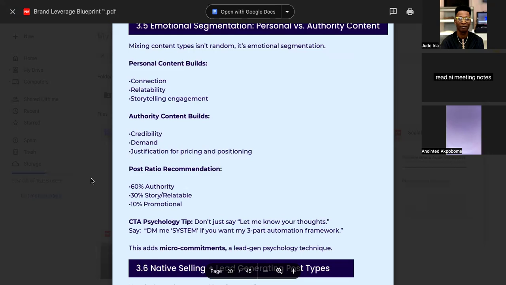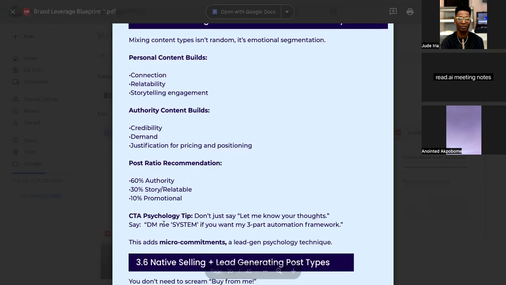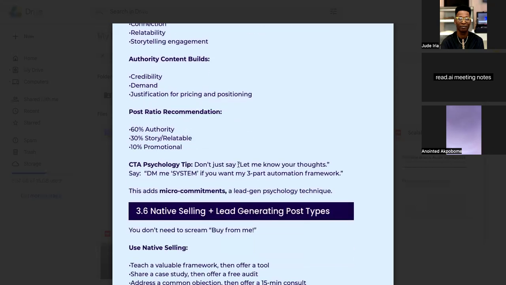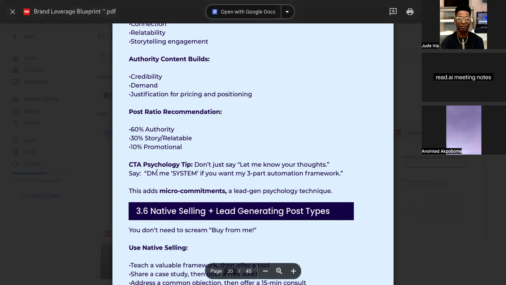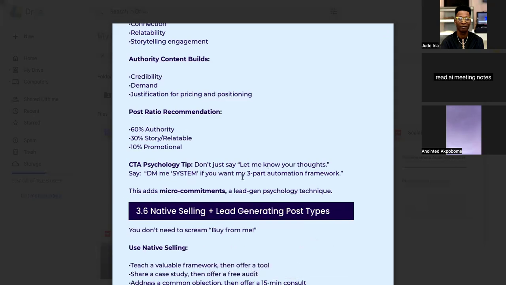What do I use afterwards? This is blah, blah, and stuff like that. So the CTA psychology tip: don't just say, let me know your thoughts. Say, DM me with system if you want to know my 3-part automation framework. That's what I was saying just now. So that's my promotional, that's the 10% promotional aspect. So after every post, there should be a CTA that leads them.